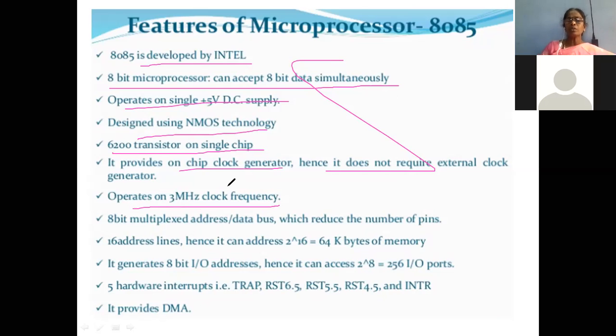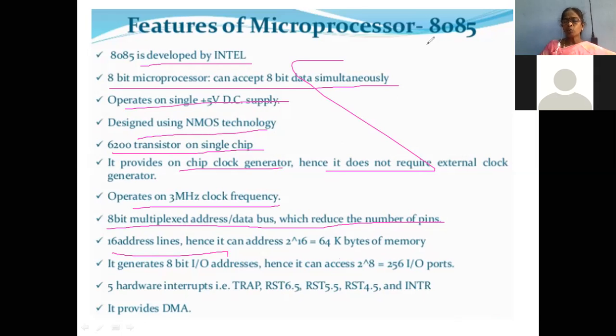I said that this microprocessor is clock driven, so the clock frequency to be given to this microprocessor is 3 megahertz. According to that, the speed of the operation will be there. And it has multiplexed address and data, which reduces the number of pins. I'll explain why we are using multiplexed address and data bits. It consists of 16 address lines, hence it can address 2 power 16, that is 64 kilobytes of memory.